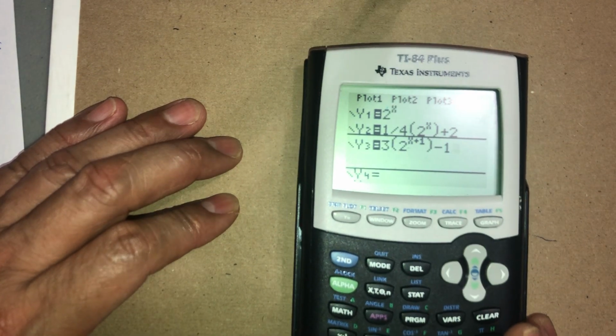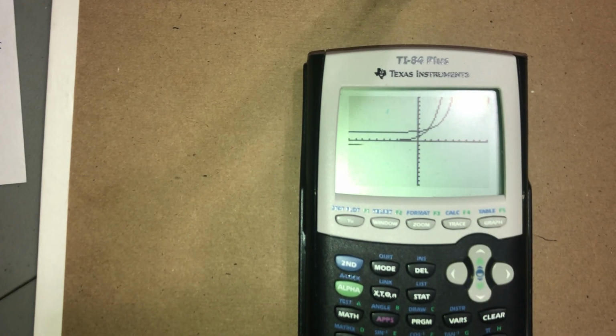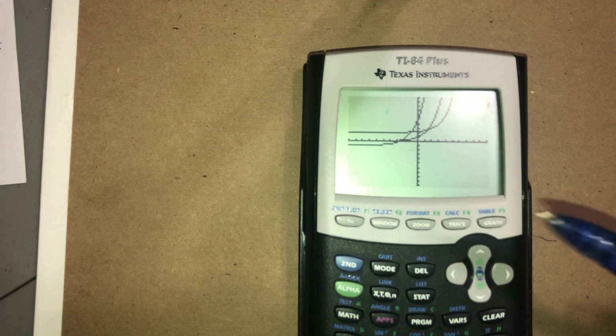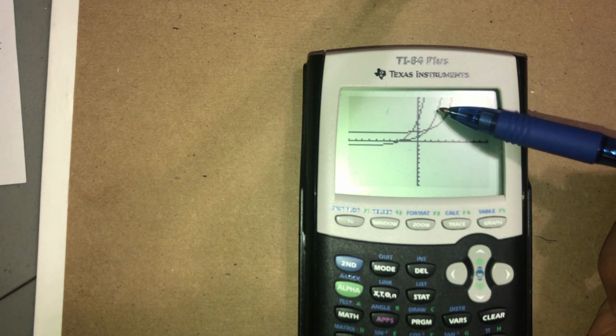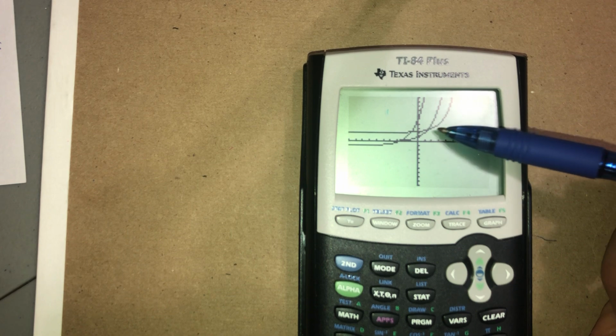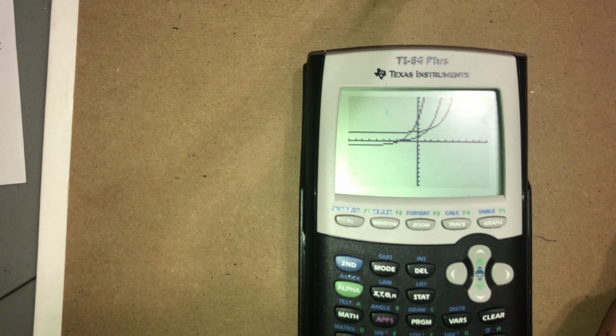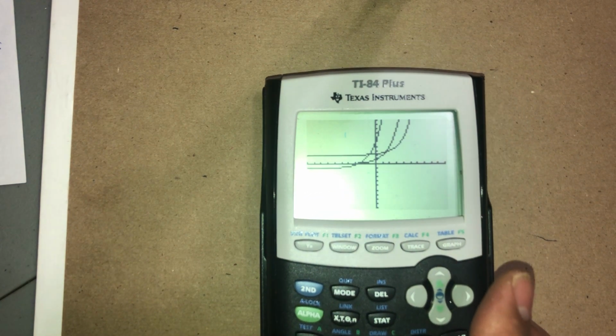I put the other one. So look what happened now. See the other one? Look. So this one is the parent function. When I got the fraction, it got wider, and when I got the other one, it shrink, okay? So you can do that so you can explain what happened, all right, during the transformation.